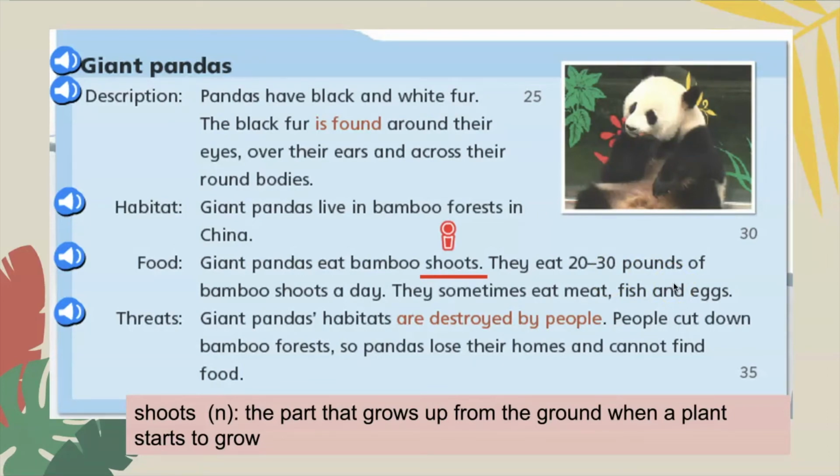However, people keep destroying their habitats. How do people destroy their habitats? Yes, people keep cutting down bamboo forests. And since giant pandas are living in bamboo forests and they are eating a lot of bamboo shoots every day, that's why when people cut down the bamboo forest, pandas lose their homes and they cannot find food anymore.